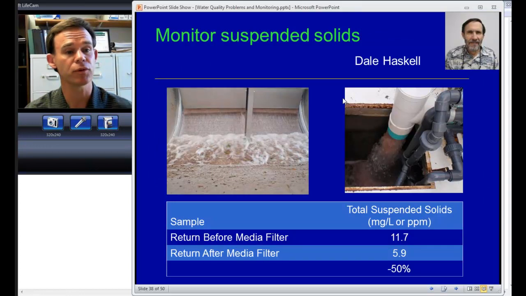And we've got a research program that Dale Haskell and my team has been doing, looking at suspended solids before and after different kinds of filters. So here we've got a paper filter, a rolling paper filter, and it's got samples before and after that water has passed through the filter. And you can see that in this case, we've got a reduction of about 50% of the particles from the filtration.